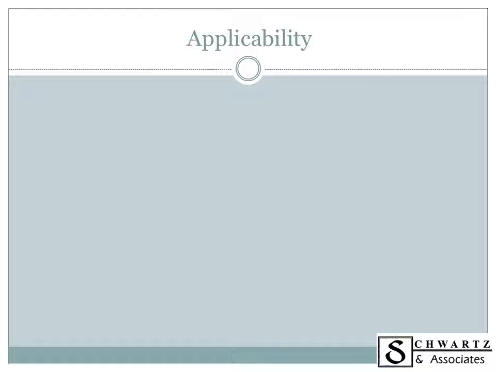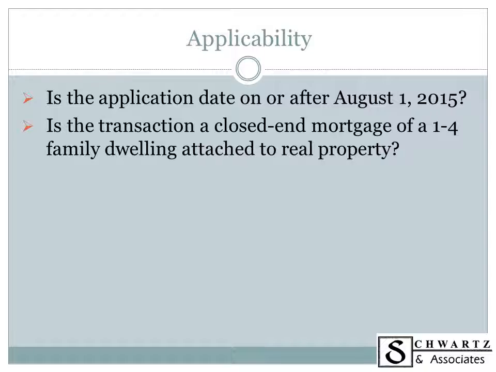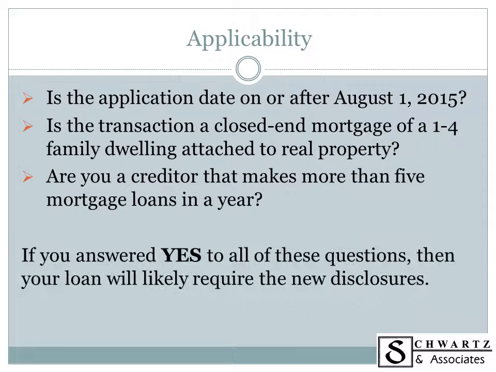So, when do we use these new forms? What are the requirements? Is the mortgage application date on or after August 1st? Is the transaction a closed-end mortgage of a 1 to 4 family dwelling attached to real property? And finally, do you make more than 5 mortgage loans per year? If yes to all three, then you will use the Loan Estimate and Closing Disclosure. This is pretty straightforward.